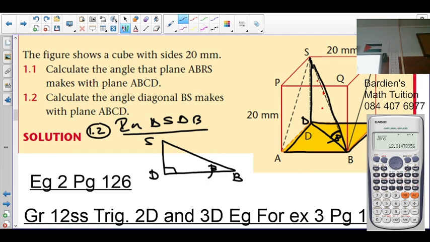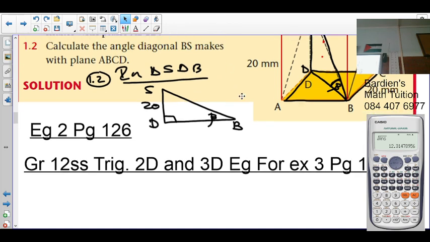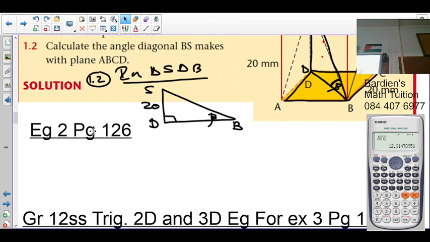I can work out D. D is 20. So in pursuit of calculating angle B or beta, I either need DS or I need SB. Which one of the two can I work out at this point? BD. Yes, why? Why BD? We already have 2 sides. What type of shape is that?